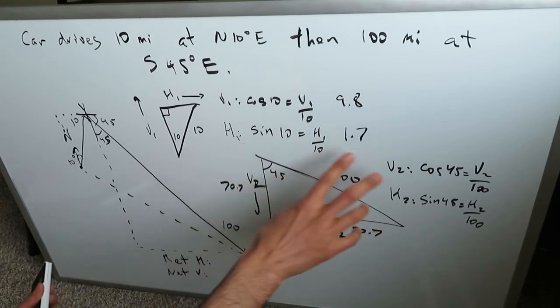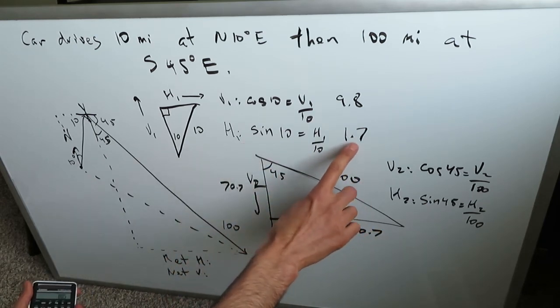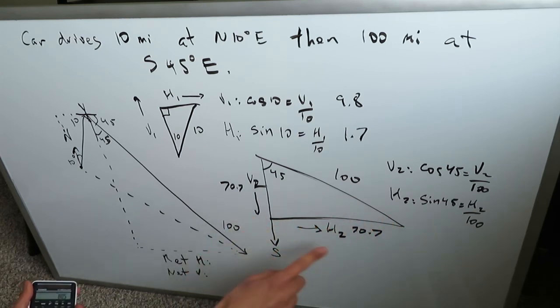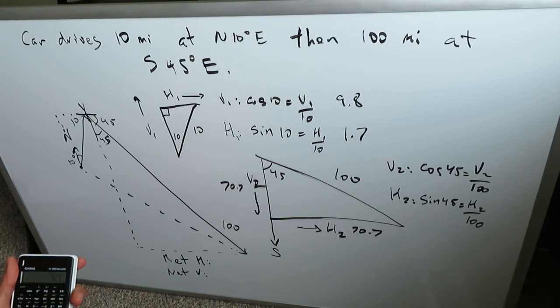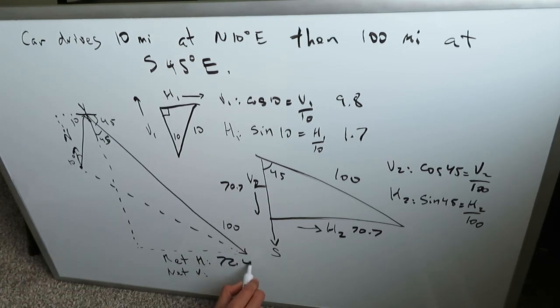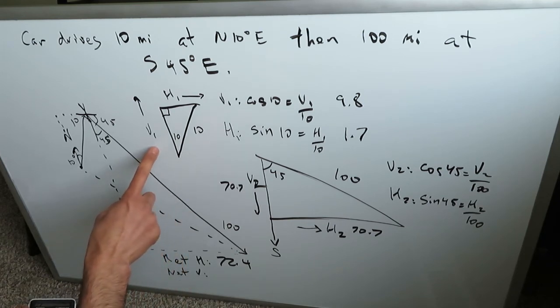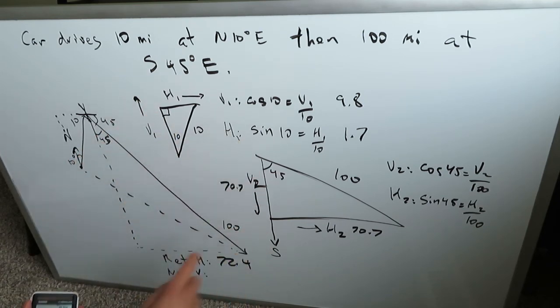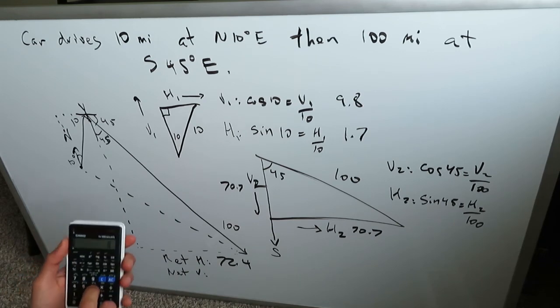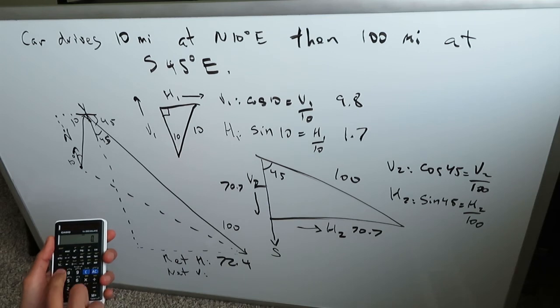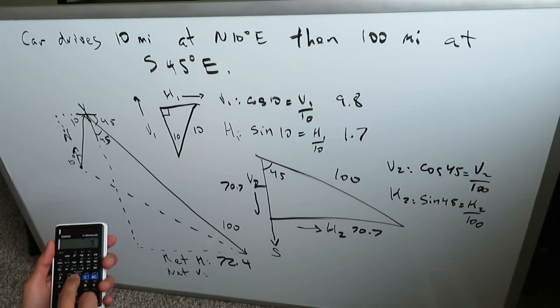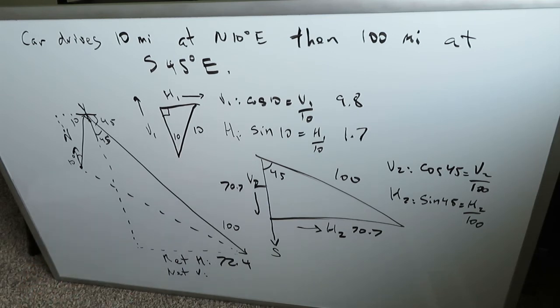So let's look at the horizontal component. You'll add 1.7 plus 70.7, and your net horizontal is 72.4 miles. Now let's look at your vertical components. 9.8 up and 70.7 down. So you just subtract them. Take the big number and subtract the small number from it. 70.7 minus 9.8, and you get 60.9.